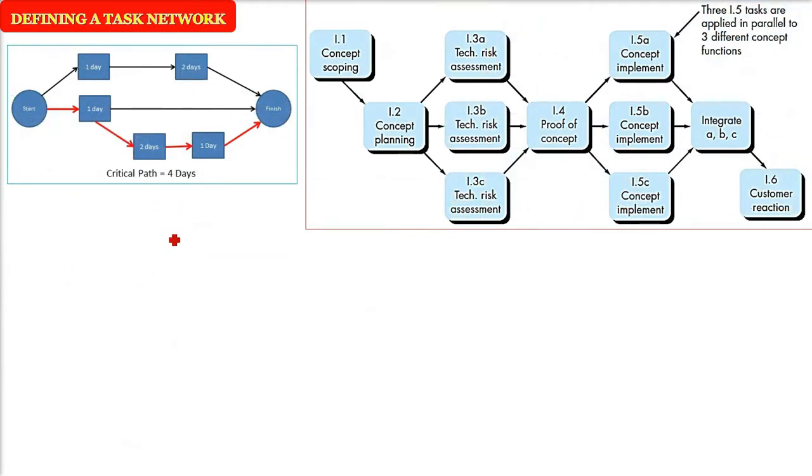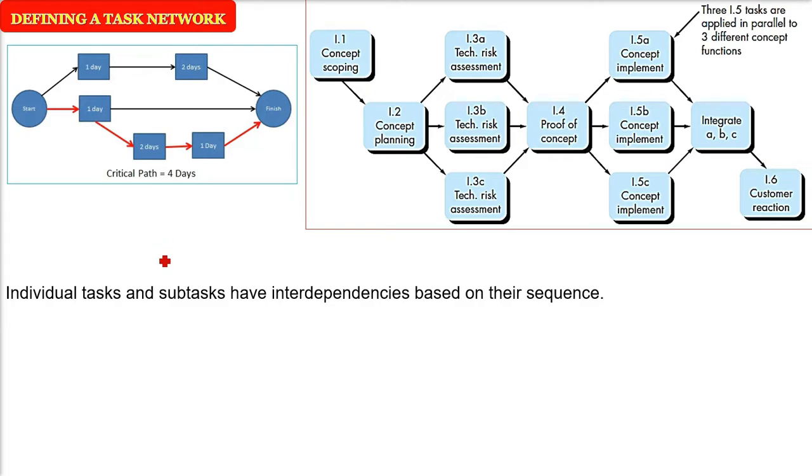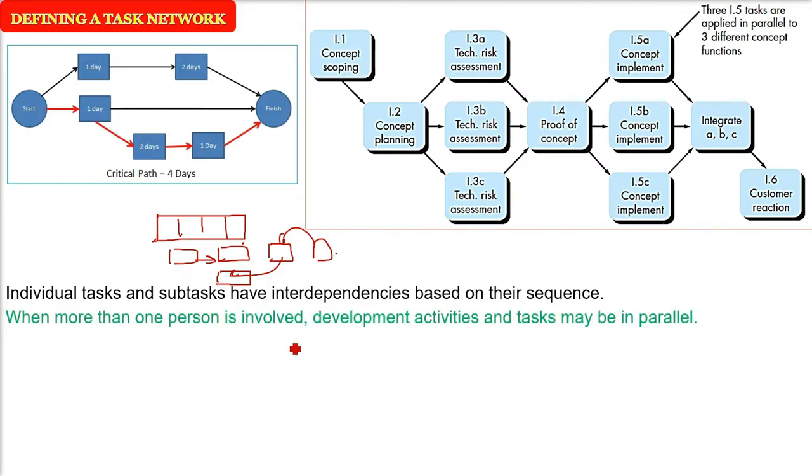Defining a task network. Now, what major task we have decided with respect to the scope. Now we have to make the task set, and this task set will give you certain results, the work product. But these tasks, how they are related, they are sequenced, they are in parallel, they are concurrent. One product is required for another. So individual tasks and subtasks have interdependencies based on their sequence.